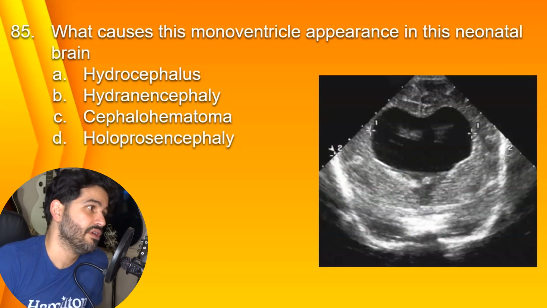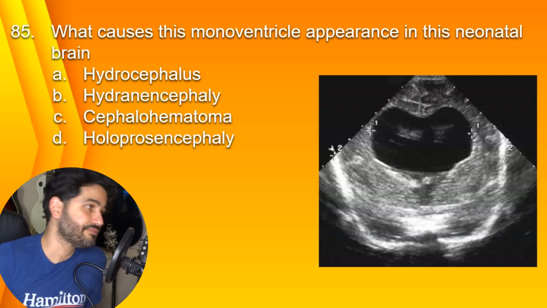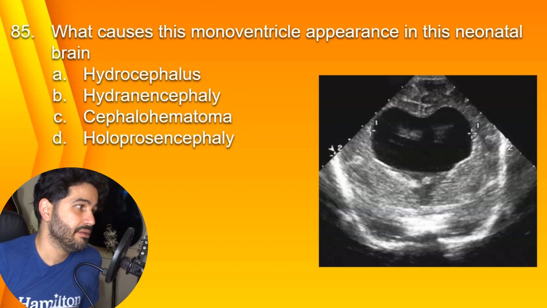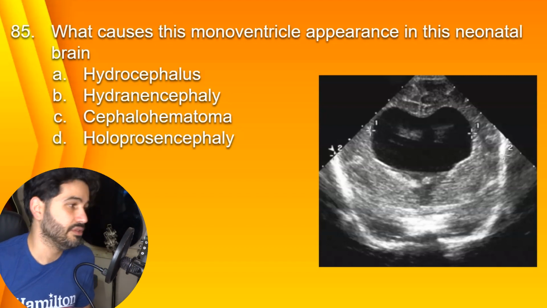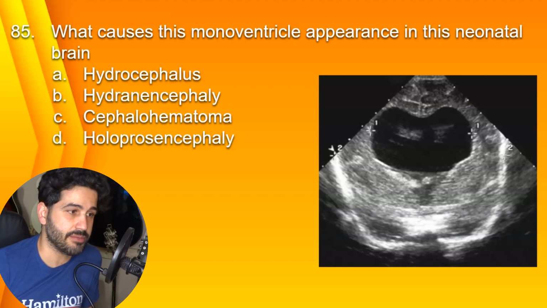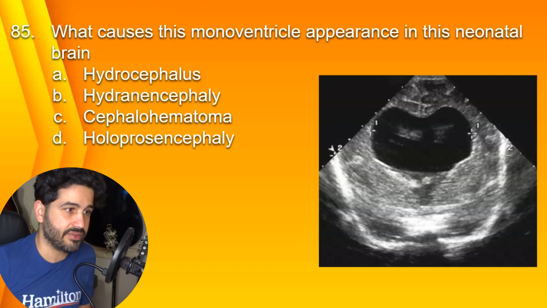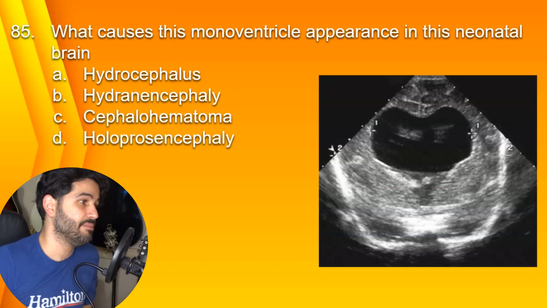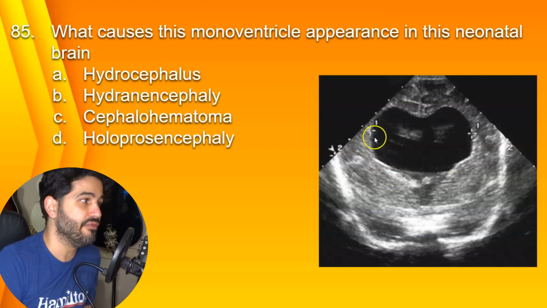Right. Number 85. What causes this monoventricle appearance in this neonatal brain? A, hydrocephalus. B, hydranencephaly. C, cephalohematoma. Or D, holoprosencephaly. All right. So remember, usually when they're talking about monoventricle, you're speaking of holoprosencephaly. Now, holoprosencephaly is divided into lobar, semilobar, and alobar. All right, but that's not what this question is asking. You can definitely see an interhemispheric fissure here, but monoventricle.